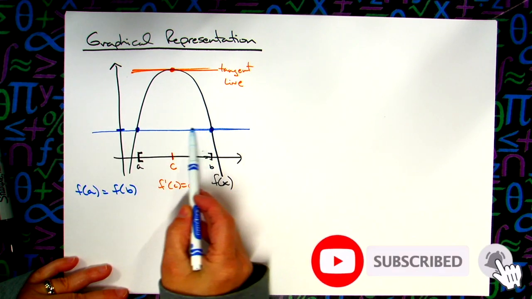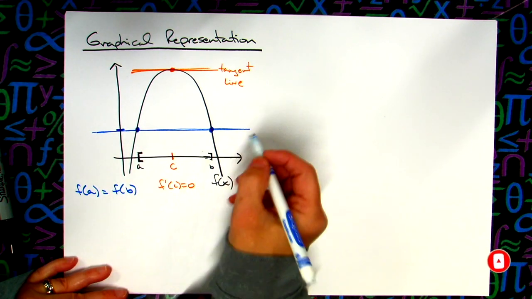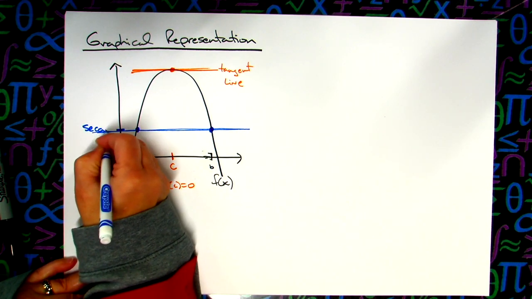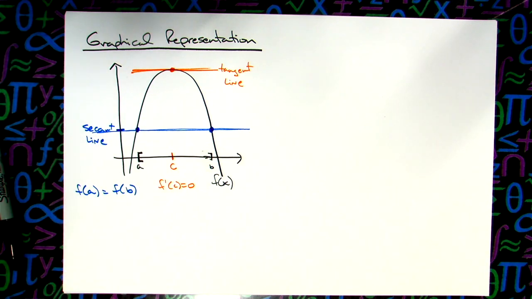what's that line called? If this is a tangent line, this is the secant line. And look at those two lines. The secant line and the tangent line happen to be parallel to each other, and they're horizontal. So they're parallel and horizontal.